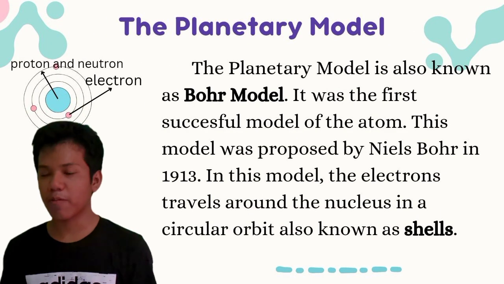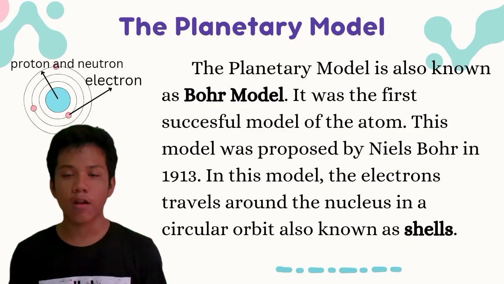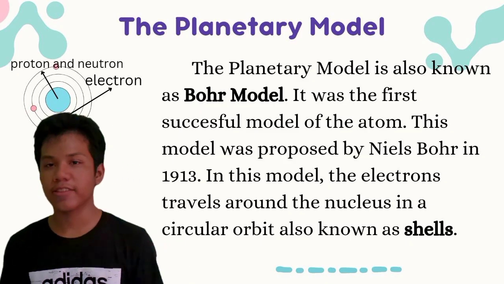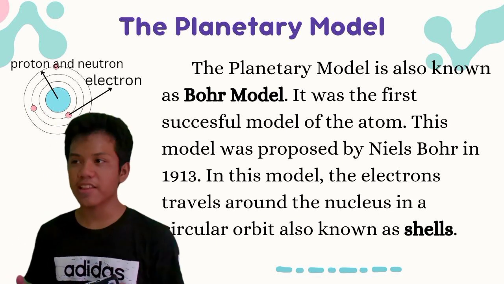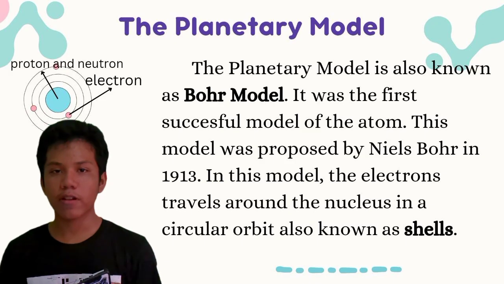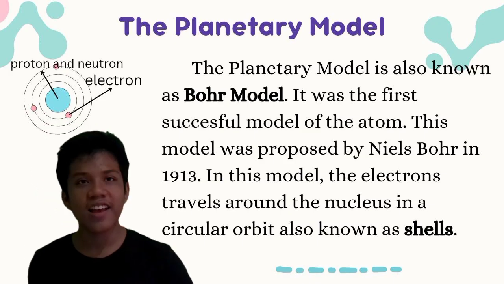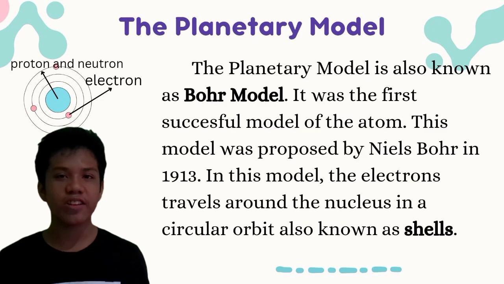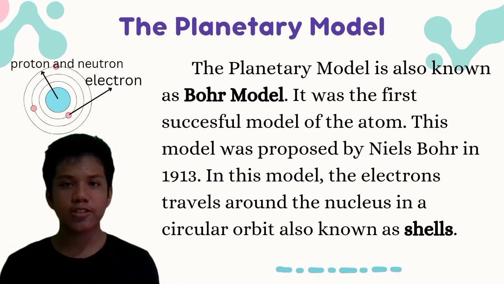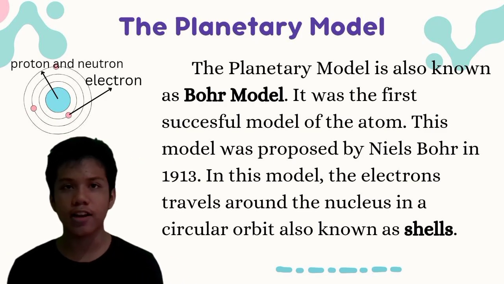The planetary model of an atom is also known as the Bohr model. The Bohr model was proposed by Niels Bohr in the year 1930. In this model, the electrons travel around the nucleus in a circular orbit or shell. The planetary model is a model in which the positively charged nucleus is orbited by the negatively charged electrons.